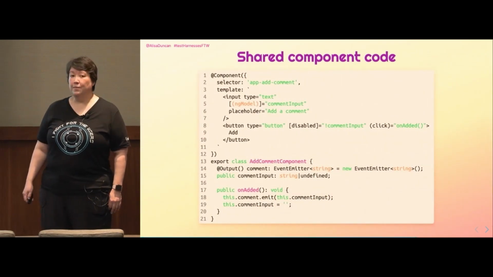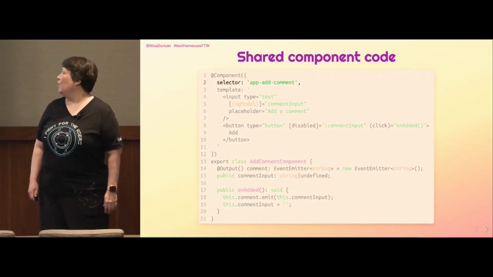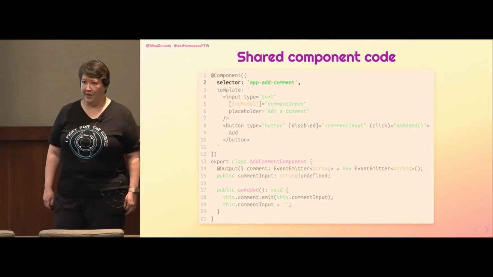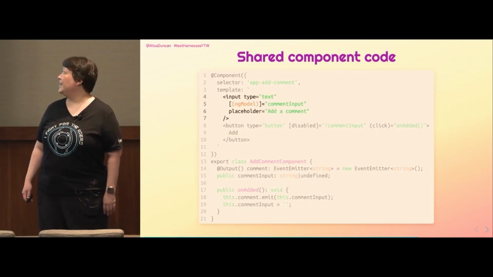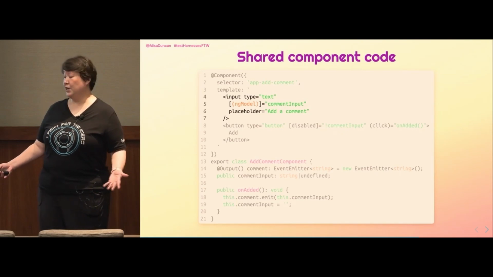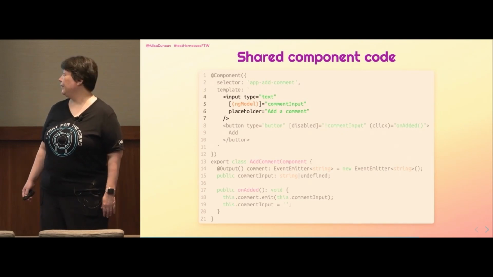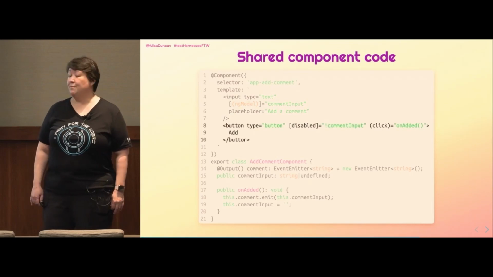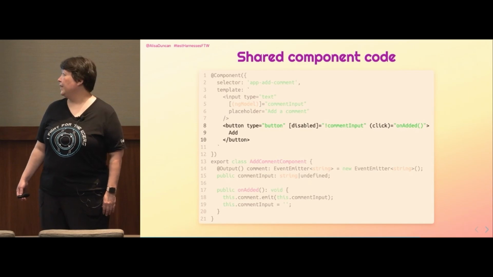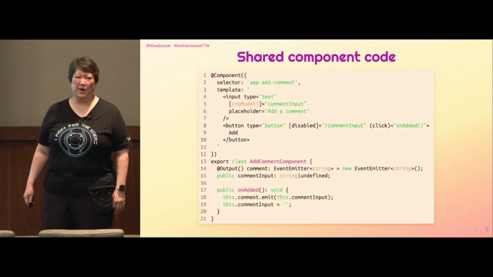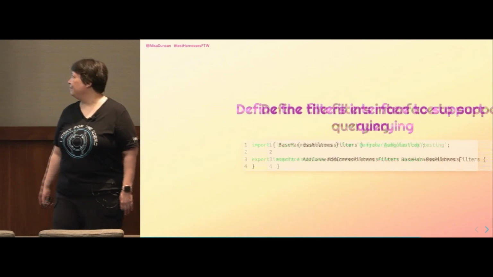If we look at that component code, here are the important parts of it. We have the selector, app-add-comment, and this is important for us to create our test harness. Then in the template, the UI interaction parts, we have just an input element, which is for the comments. And then we have a button that we'll use for the submit button. Then we have the rest of the implementation of the component, but we're not going to be using that for this demonstration.